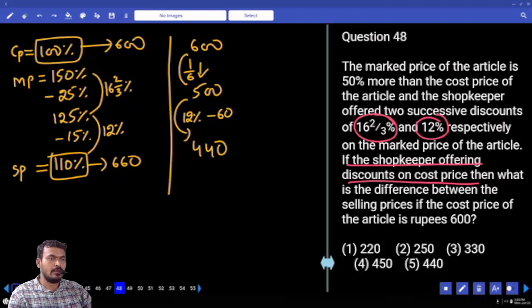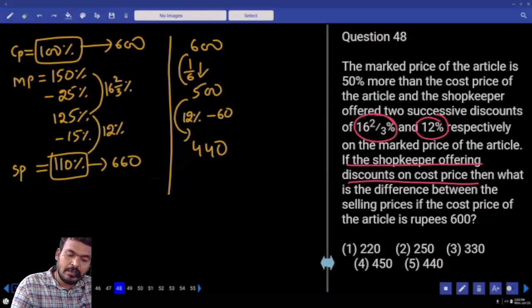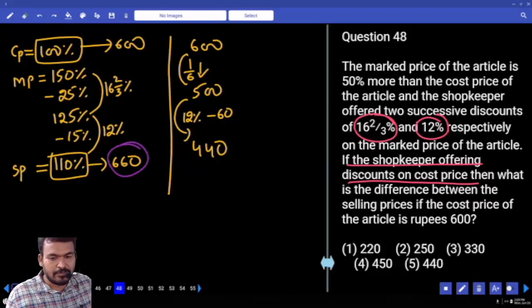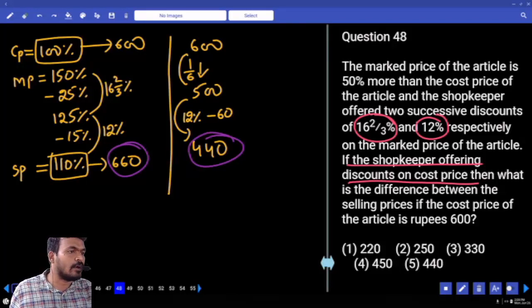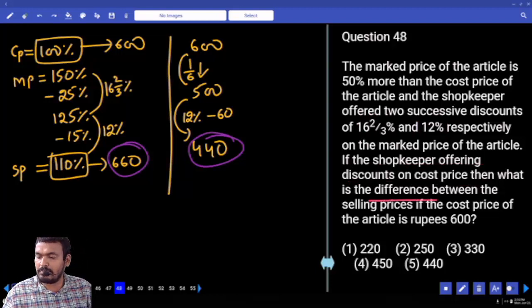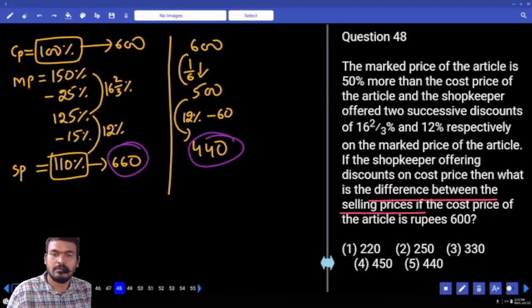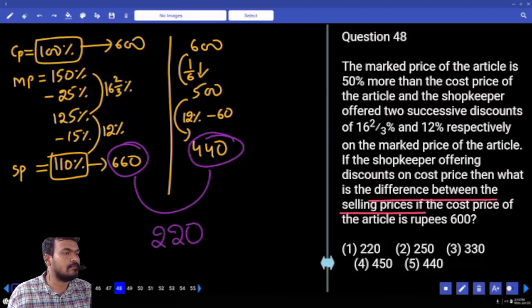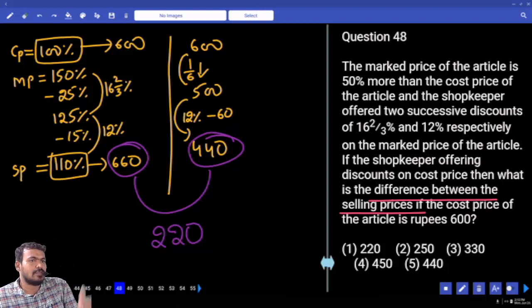440. Okay. If discounts are given on market price, what is the selling price value? 660. If discounts are given on cost price, what is the selling price? 440. What is the question here? Difference between the selling prices, and what is the answer? 220. In one case discounts are given on market value, in another case discounts are given on cost price.